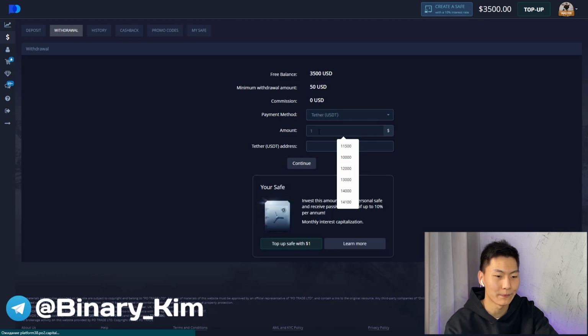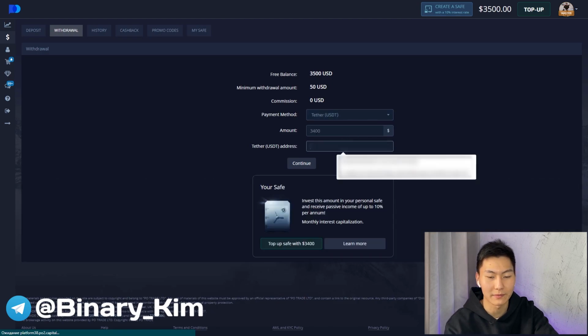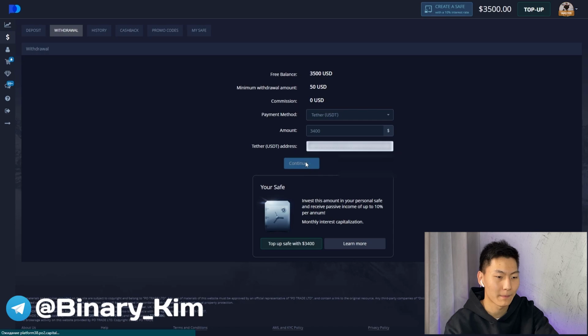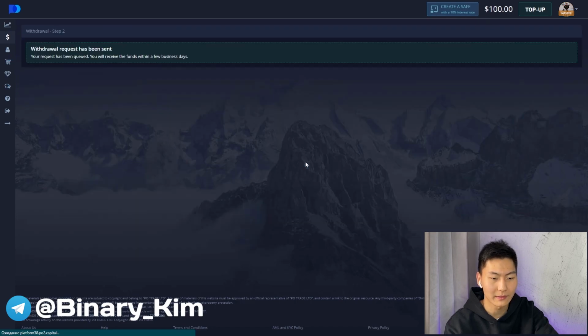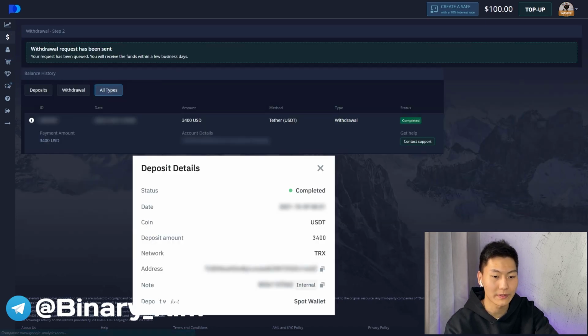Let's move on to the withdrawal and let's fix the profit. Let's withdraw $3,400 and press the continue button. And overall the transaction is being processed. I will show the screen when it's done. And that was the strategy, guys, so try it in your own trading. I think I've clarified everything, guys.